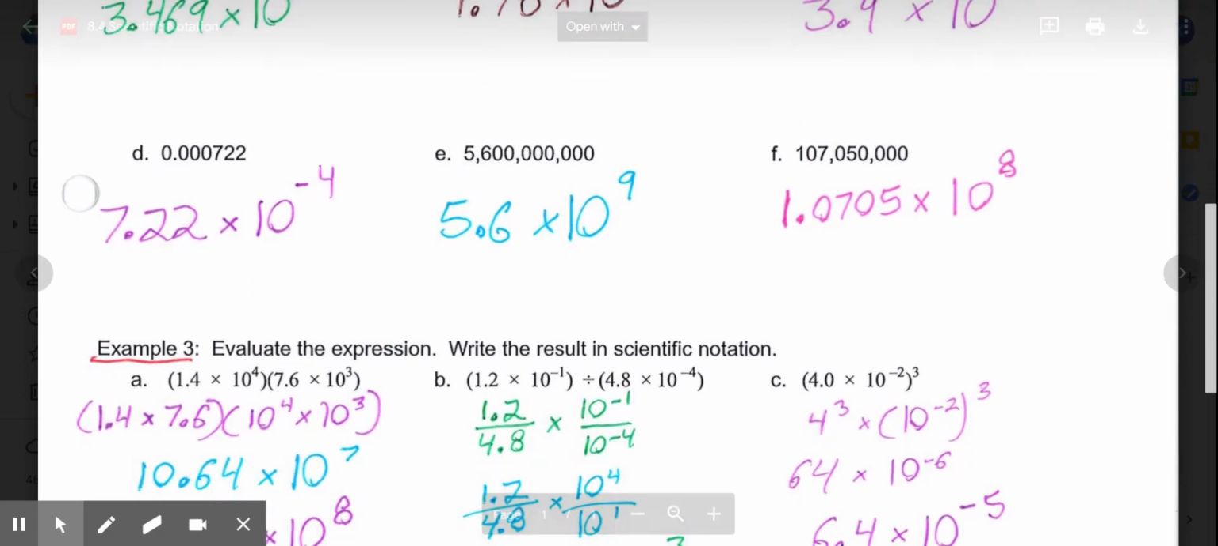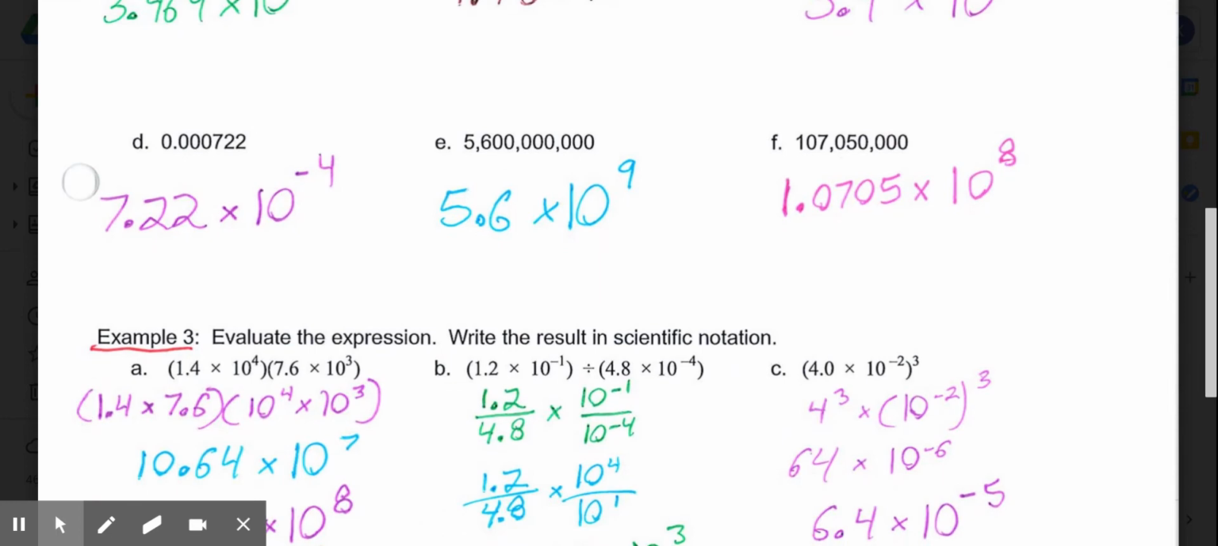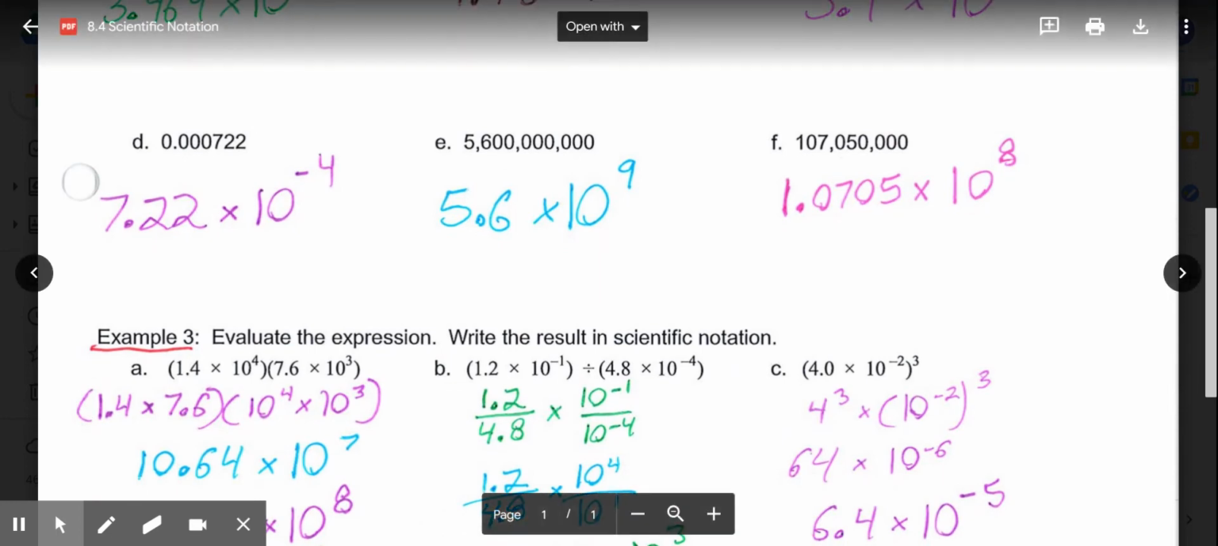Now, 3 more to look at, D, E, and F. In D, we have 0.000722. So this would be rewritten as 7.22 times 10 to the negative fourth. Because if we think about 7.22, the decimal would have to go 1, 2, 3, 4 spots back to the original.